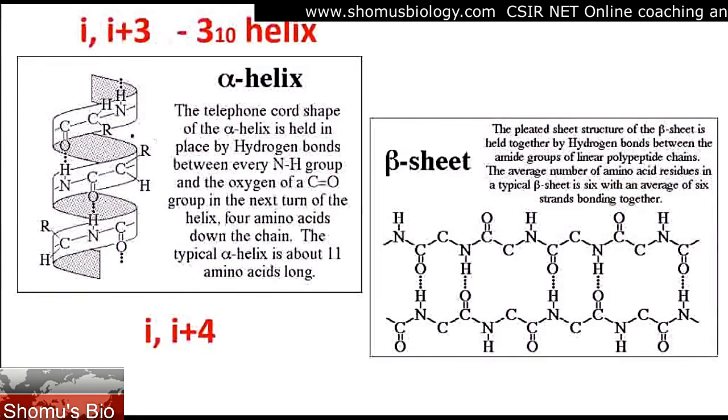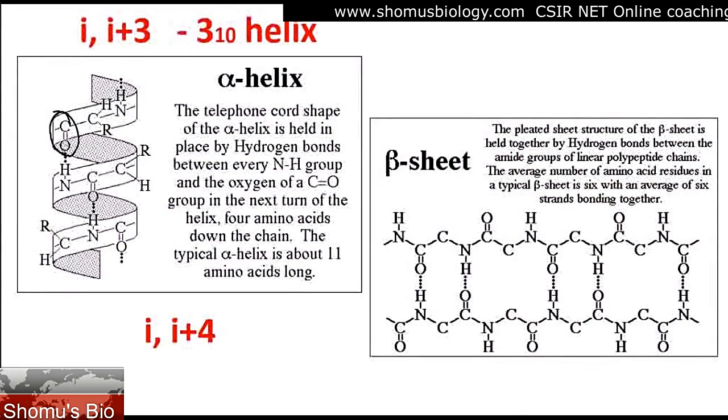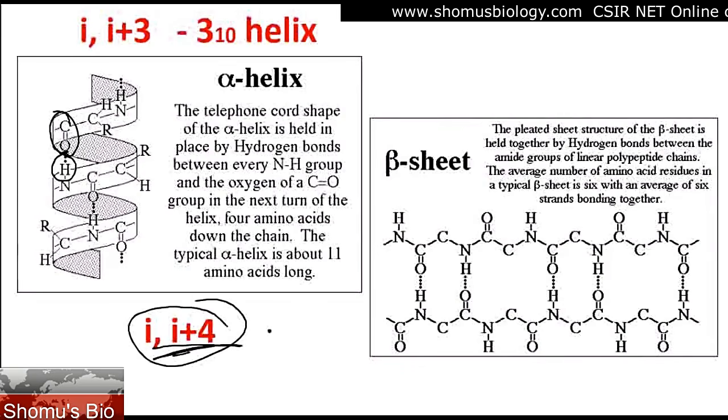So alpha helix, if you look, looks like a telephone cord structure. See, the oxygen of CO and H from NH interact together. The formation of the bond is always like i and i plus 4. So the first amino acid and the fifth amino acid. The first amino acid has the carbonyl carbon, so the oxygen of the carbonyl, and the fifth amino acid, the hydrogen from the NH group, they will form the hydrogen bond together. This process continues. That's how it forms alpha helix.